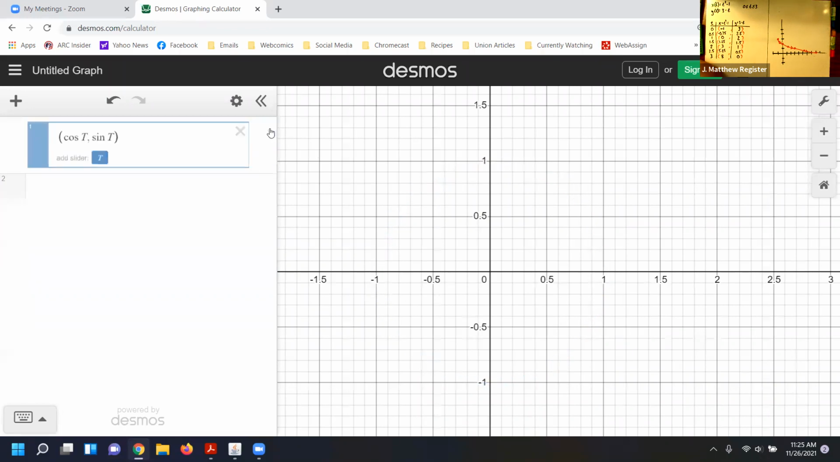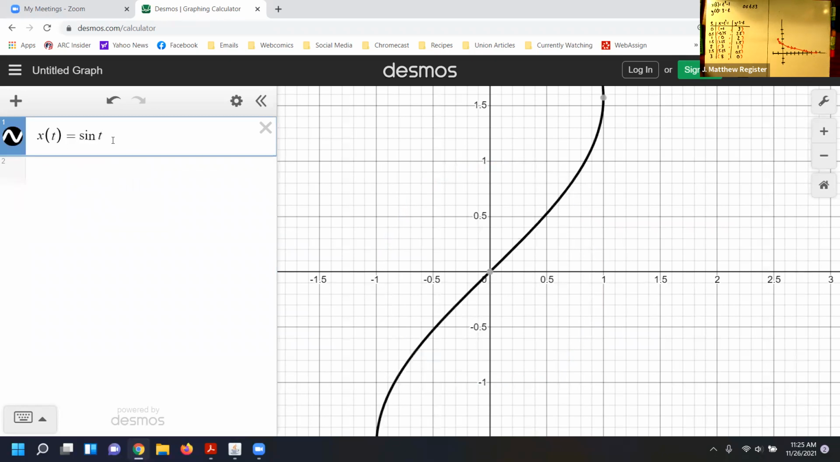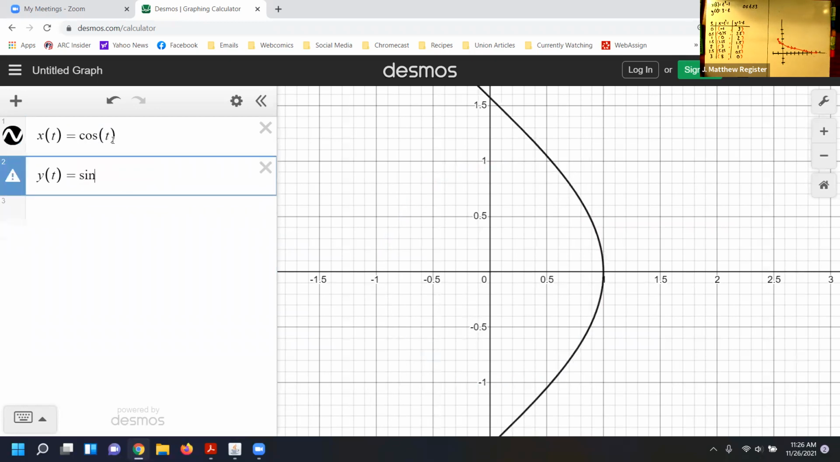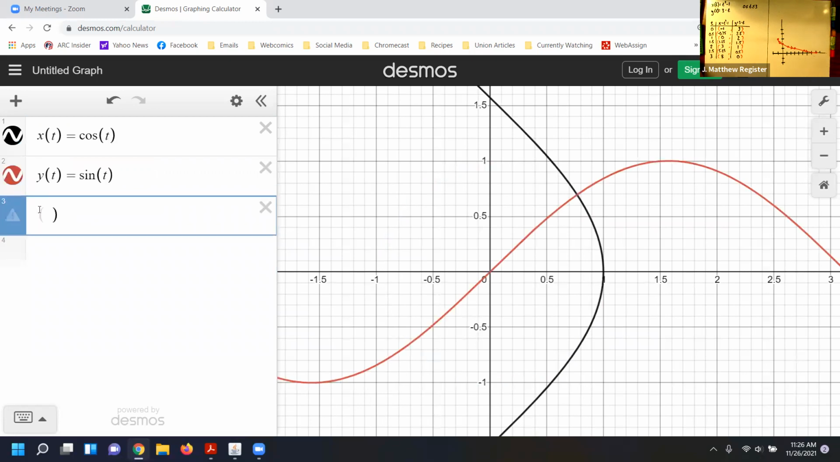Now, I believe we could even make this a little bit easier by saying, let's let x of t be equal to sine of t. And then we will let y of t be equal, or sorry, let's let x of t be equal to cosine of t and y of t be equal to sine of t. And then we'll just create a general thing, which is x of t, comma, y of t.